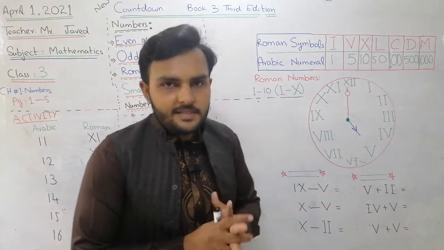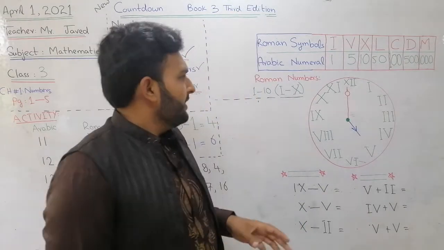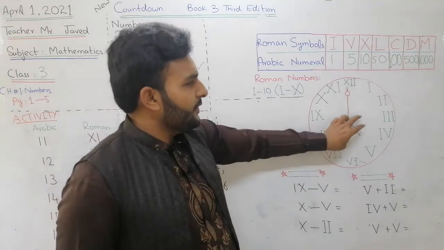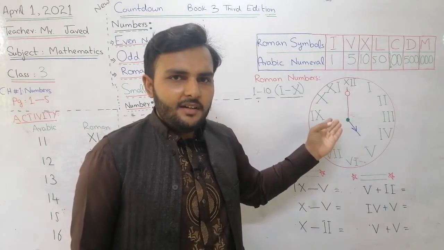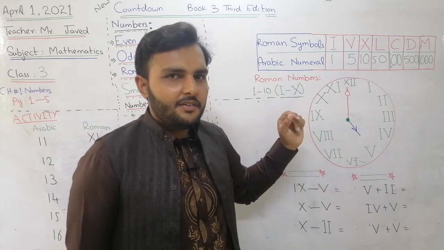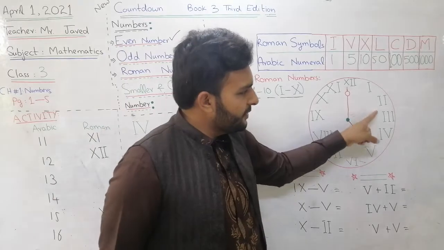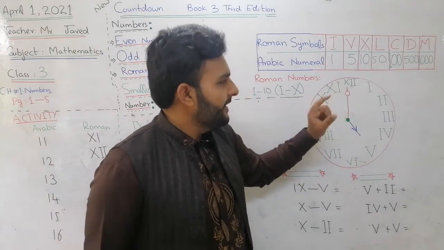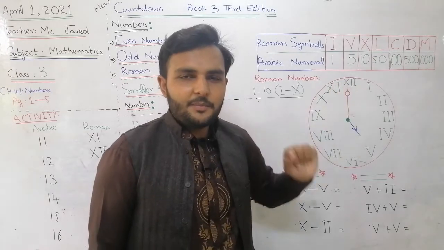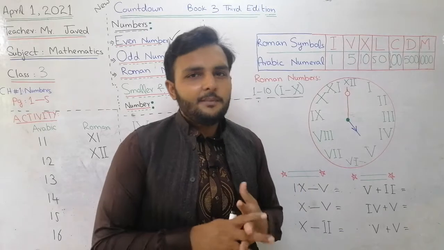This is the basic table of Roman symbols and Arabic numerals. In our home we have this kind of clock, and also in markets they hang them beside the walls. 1 2 3 4 5 6 7 8 9 10 11 12, up to 12 you can learn from your clock. And first of all, I told you that we have to learn up to 20.